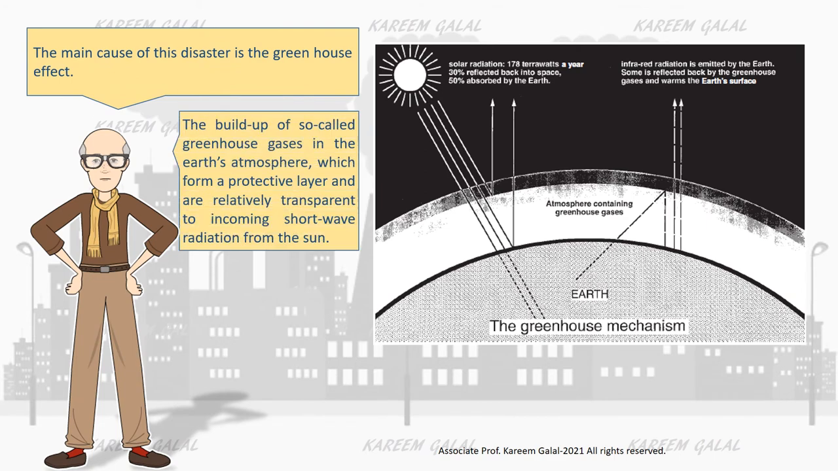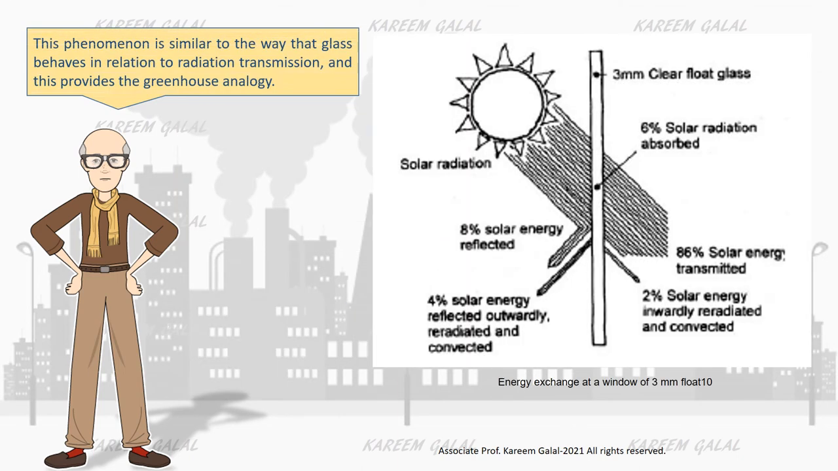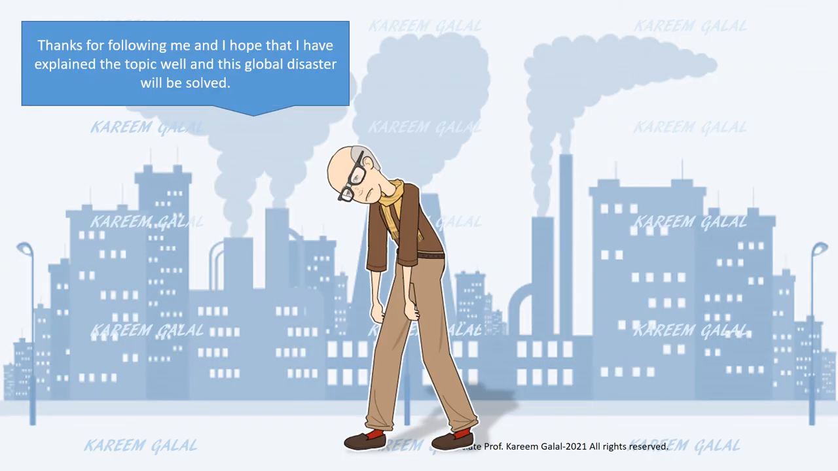The buildup of so-called greenhouse gases in the Earth's atmosphere, which form a protective layer and are relatively transparent to incoming shortwave radiation from the sun. The gases forming the atmosphere are relatively opaque to longer wave radiation which is emitted back from the warmed surface of the Earth. This phenomenon is similar to the way that glass behaves in relation to radiation transmission, and this provides the greenhouse analogy.